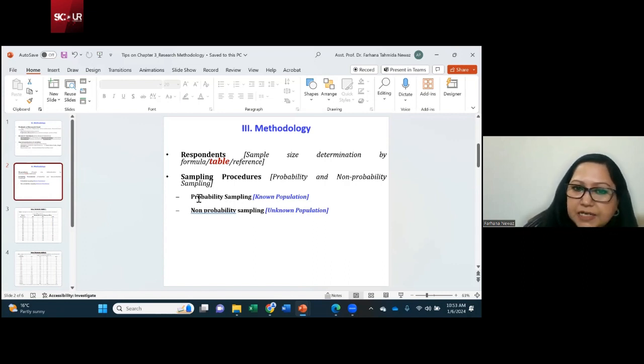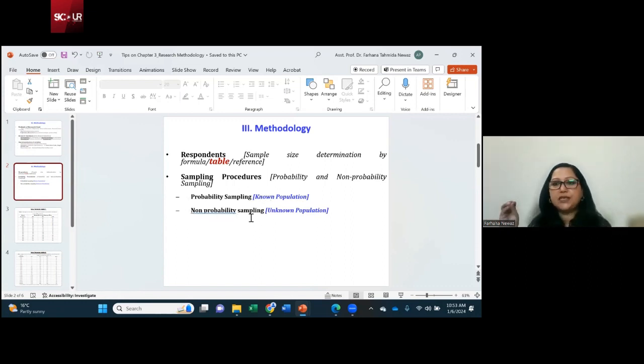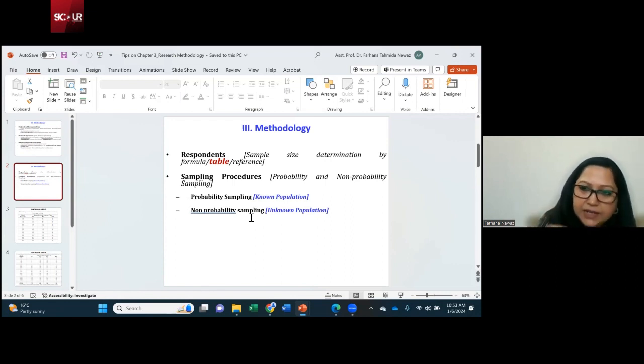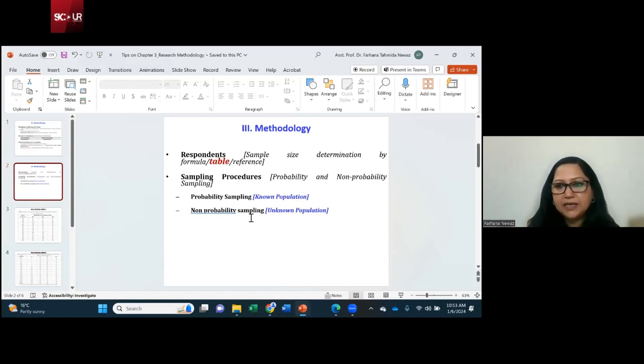Okay, probability sampling you do when the population is known, and non-probability sampling you do when your population is unknown. But in most cases, try to make sure your population is known. It's easy, if you put in a bit of effort, you will find out your population size. Probability sampling means you randomly select your respondents so that they represent your whole population.